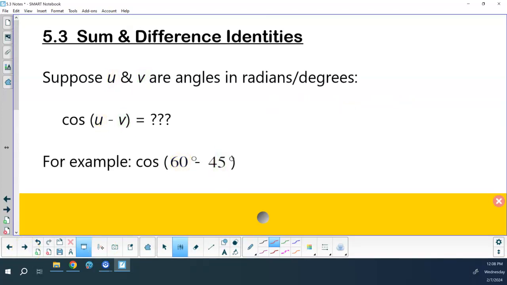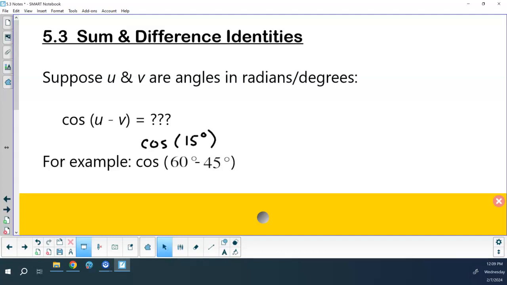Okay? So if u and v are angles in radians and degrees, okay, cosine of u minus v would be something like this. So what we want to find here is the cosine of 15 degrees. Okay? And 15 degrees is 60 degrees minus 45 degrees. Now, this is not the cosine of 60 degrees minus the cosine of 45 degrees.